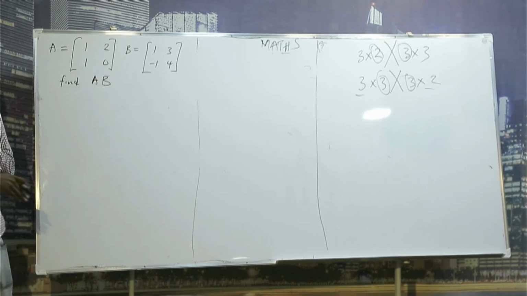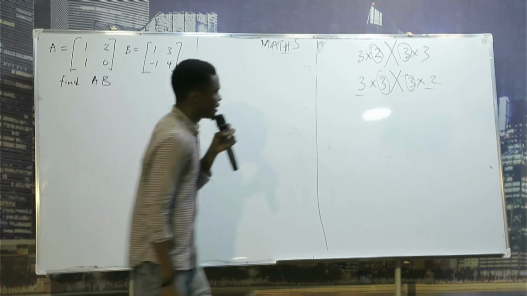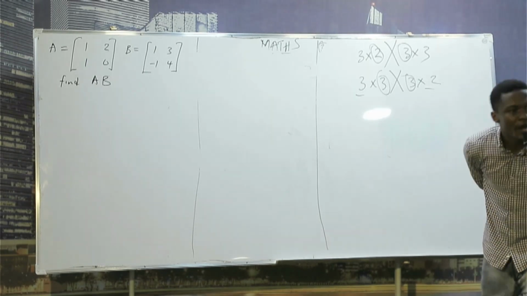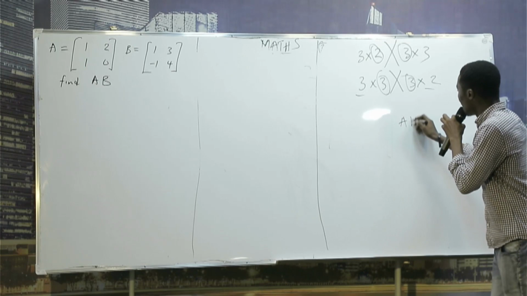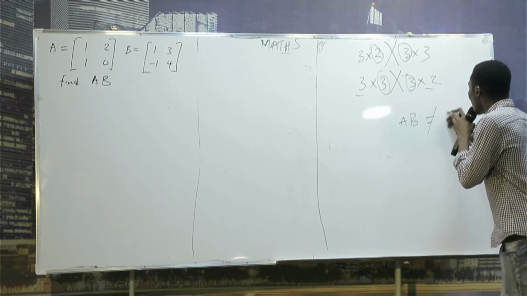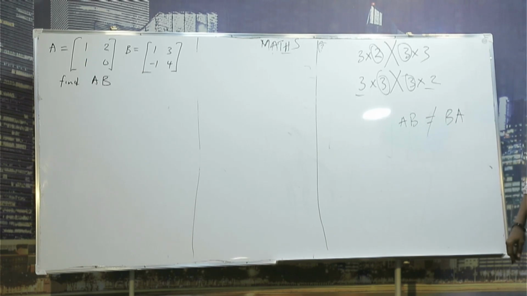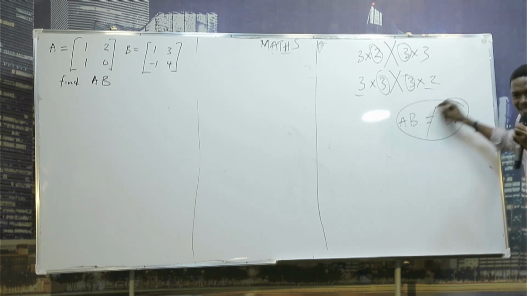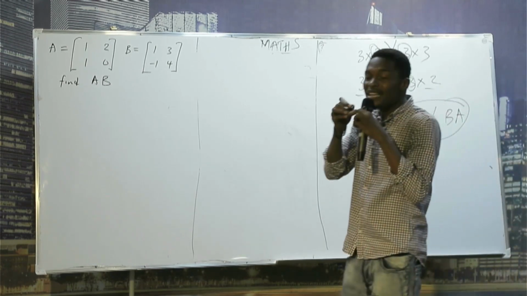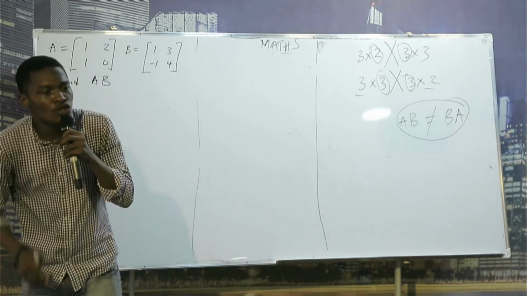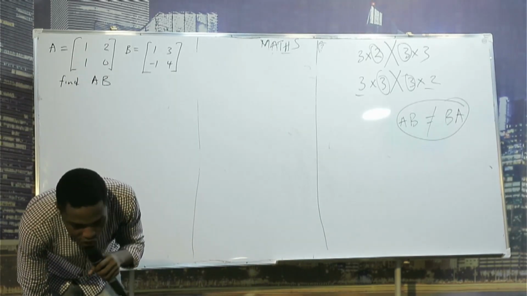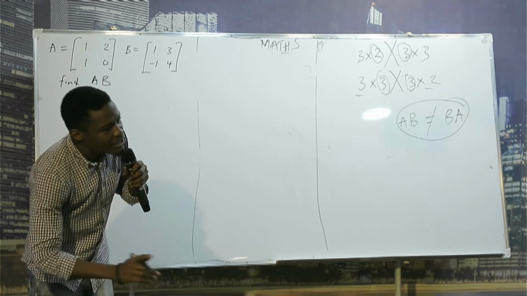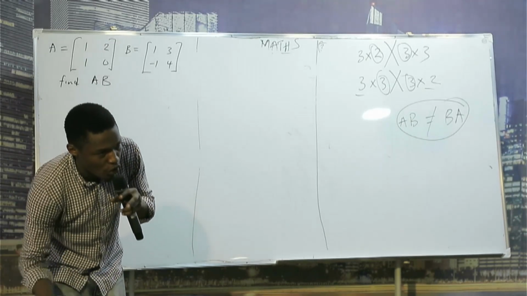What does AB mean, class? A times B. Now, be careful before you start writing anything. Class, when you are multiplying matrices, AB is not equal to BA. Are you with me? In mathematical terms, it means that multiplication of matrices is not commutative. You've done binary operation. When you talk about the commutative property, what does it mean? The order of arrangement does not matter.